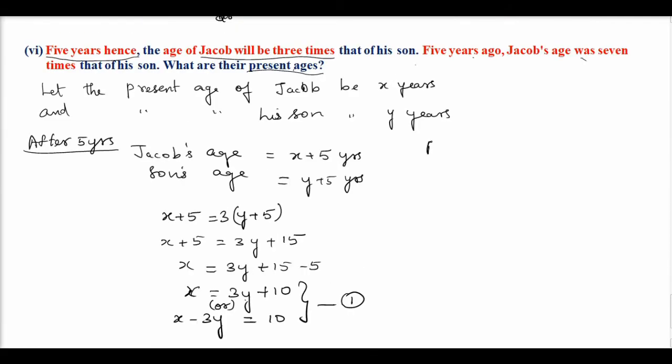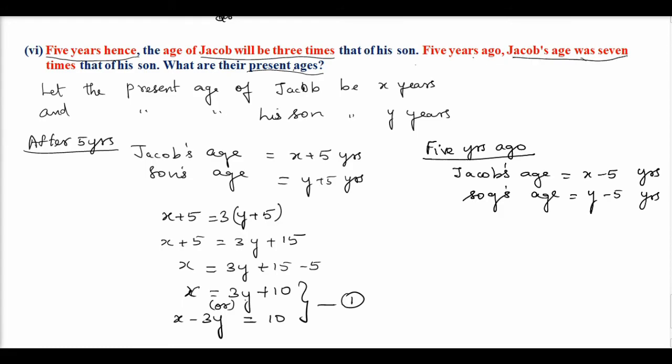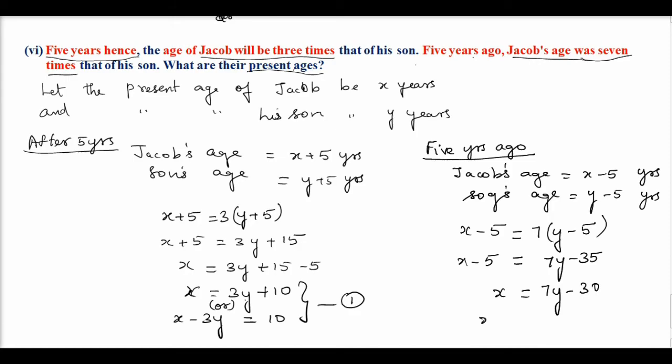The next condition given is 5 years ago, Jacob's age was 7 times that of his son. So 5 years ago, Jacob is x minus 5 and his son is y minus 5. And Jacob is 7 times his son's age. So it is x minus 5 equals 7 into y minus 5, our next relation. Now let me simplify this again. So x minus 5 equal 7y minus 35. Otherwise I can say x equals 7y minus 30, or x minus 7y equal minus 30. Whatever be the second equation, you can take it. So this is equation 2.